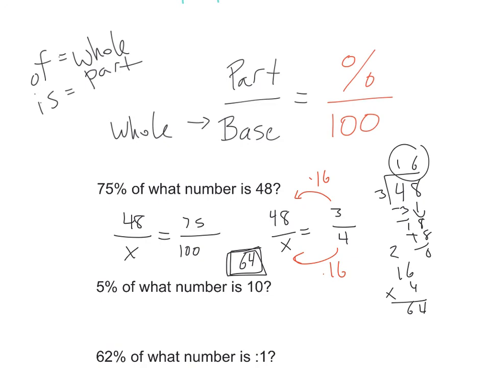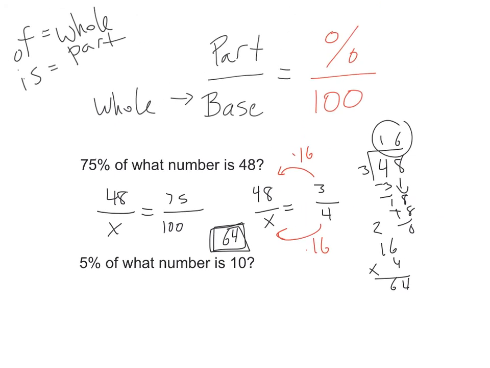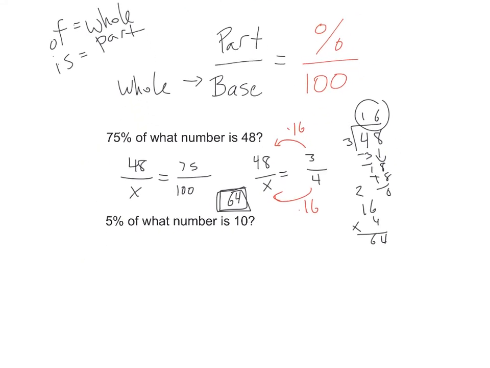Okay, so 75% of what number is 48? Well, what we're saying is that if we took 75% of the number 64, we would get 48. All right, so the last thing I'm going to have you do is pause the video and give this one a shot here. 5% of what number is 10? Use the percent proportion like we have up here. See if you can get it. All right, go.